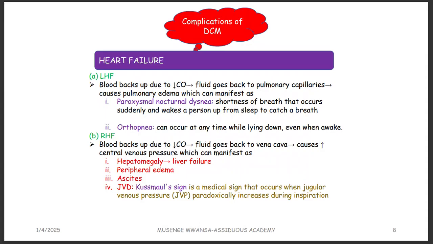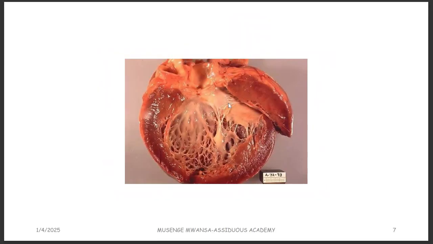What are the complications of dilated cardiomyopathy? Dilated cardiomyopathy can lead to heart failure, as we said earlier on. With heart failure, you have left-sided heart failure and right-sided heart failure. The left side of the heart pumps blood to the rest of the body. The left side of the heart receives blood from the lungs. So if the left side of the heart is failing, blood can't be pushed to the rest of the body.